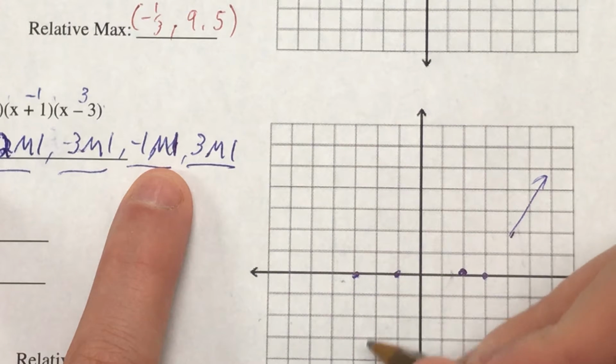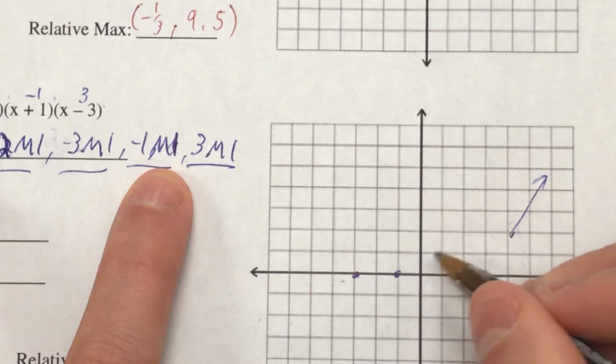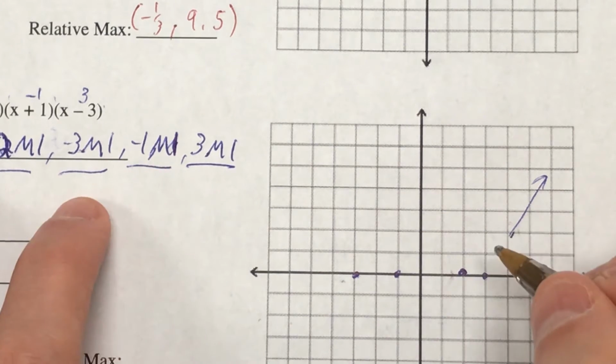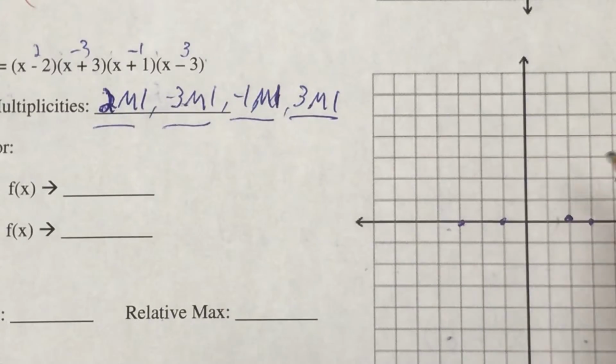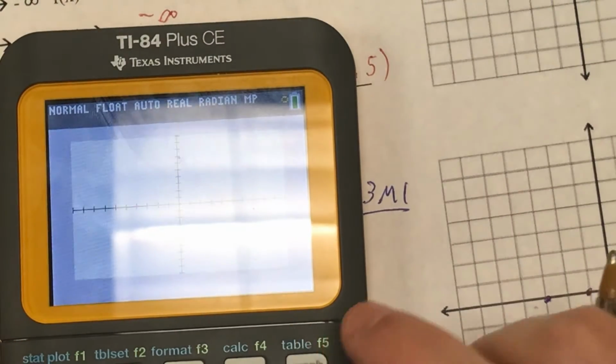I just don't know what the minimum is. I don't know if it gets this low or if it gets that low or if it gets this high or that high, anything like that yet. So I'm going to put in the calculator and find out in a second. Literally 1 second. There we go. I already typed it in right here. I press graph.